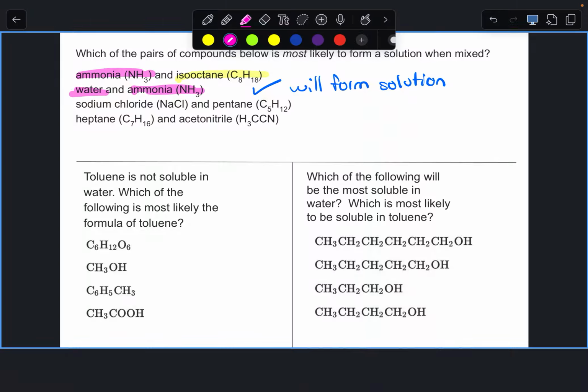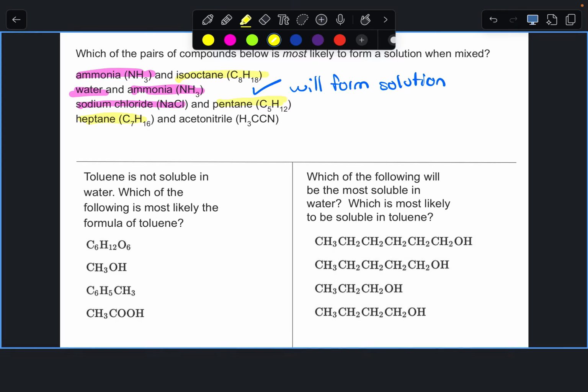Sodium chloride, like I said, even though it's not polar, it's like an extreme version of polar. So we would still label that as polar when we're talking about it. CH compound, pentane, nonpolar. Okay, not going to form a solution. Last one, heptane, CH, nope.